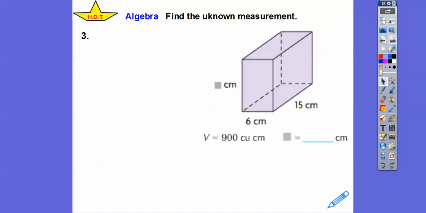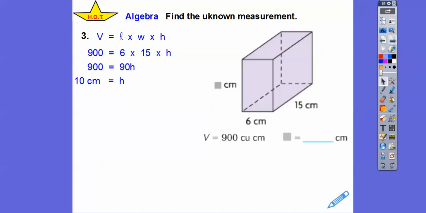Let's try one more of those. That's pretty groovy, huh? Again, volume is length times width times height. They give us the volume, 900, and they give us the length and the width, 6 and 15. So 6 times 15, again nice, is 90. 90 goes into 900 10 times, so this is 10 centimeters, okay?